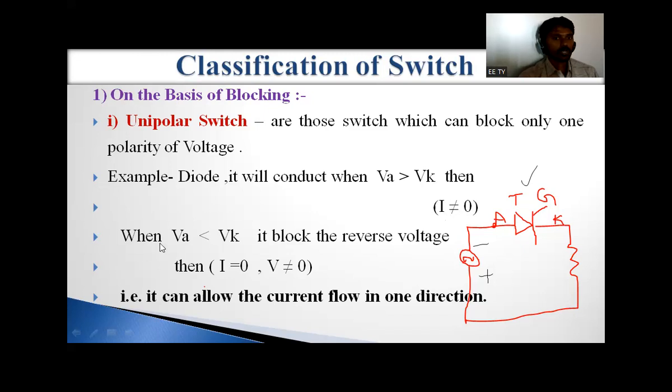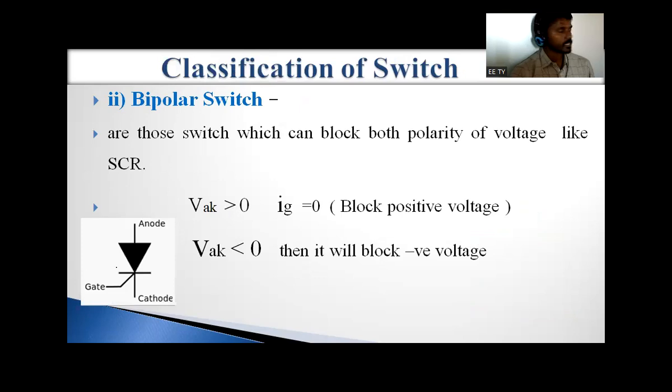Okay, so when VA is greater than VK, current is flowing through the device, zero नहीं होता है, so obviously I is not equal to zero. But when VA is less than VK, when the cathode voltage is greater than the anode voltage, the diode will not be turned on. So it will block the voltage. Okay, so at that time current is zero, and voltage is not equal to zero. Maximum voltage block karta hai. Clear? So that's why the diode is the best example of a unipolar device. But in the case of bipolar device, meaning thyristor, it can block the voltage from anode to cathode as well as cathode to anode, in both directions. Clear? So that's why for bipolar switch we are considering the thyristor.